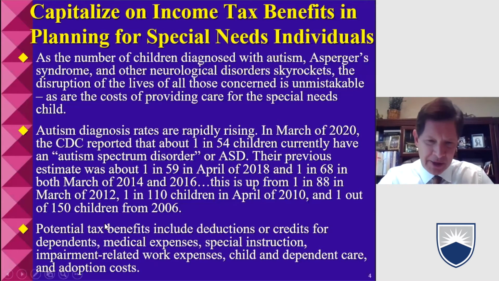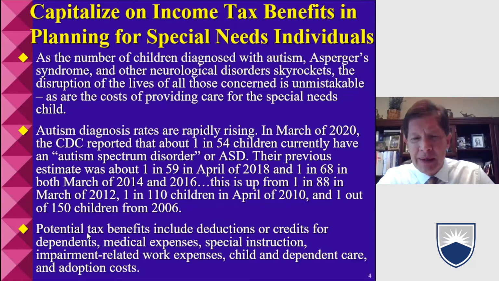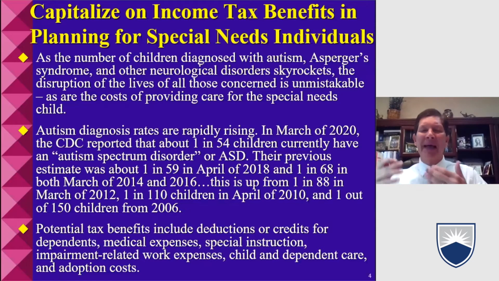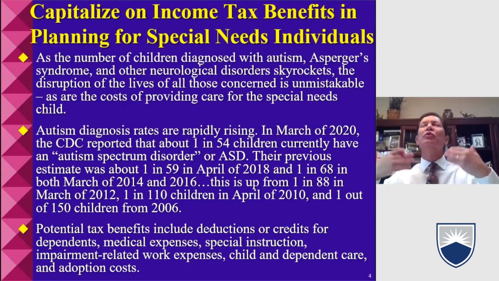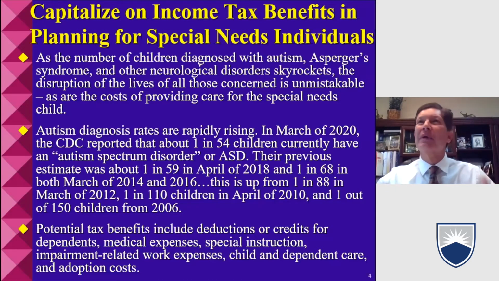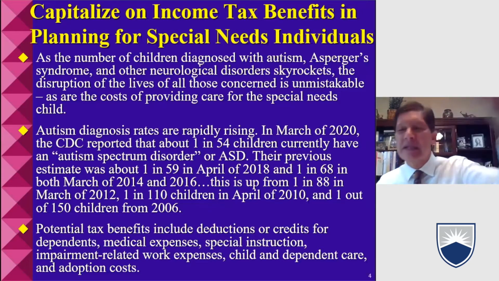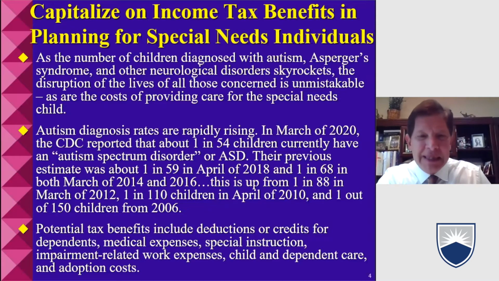Potential tax benefits. Now, we have a lot of tax benefits out there, right? These include deductions or credits for dependents, medical expenses, special schooling, impairment-related work expenses, adopting a child with special needs, child and dependent care. So we have a litany of items that a lot of us overlook.